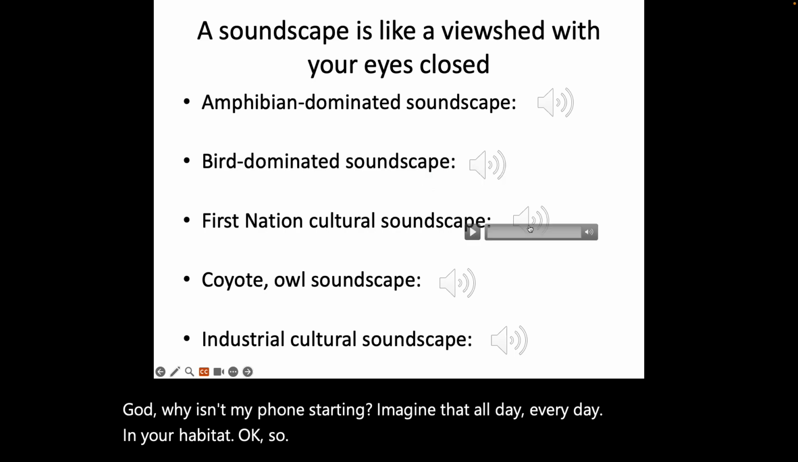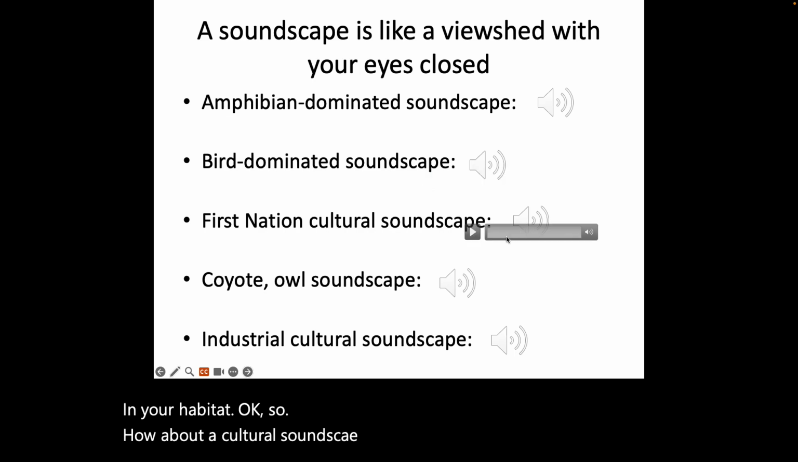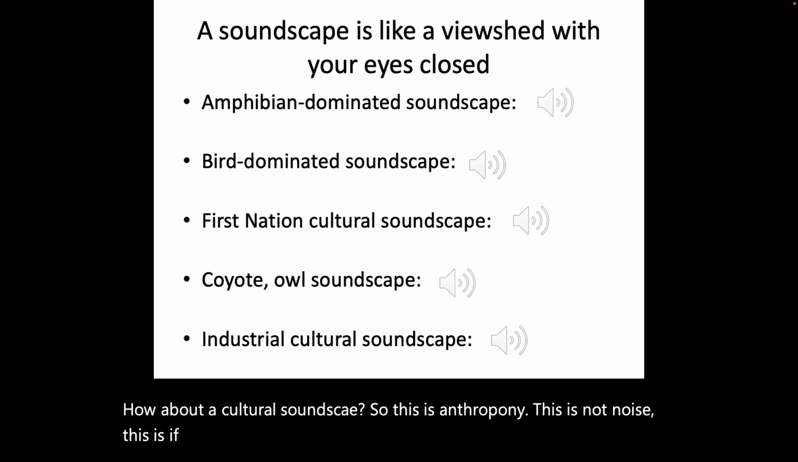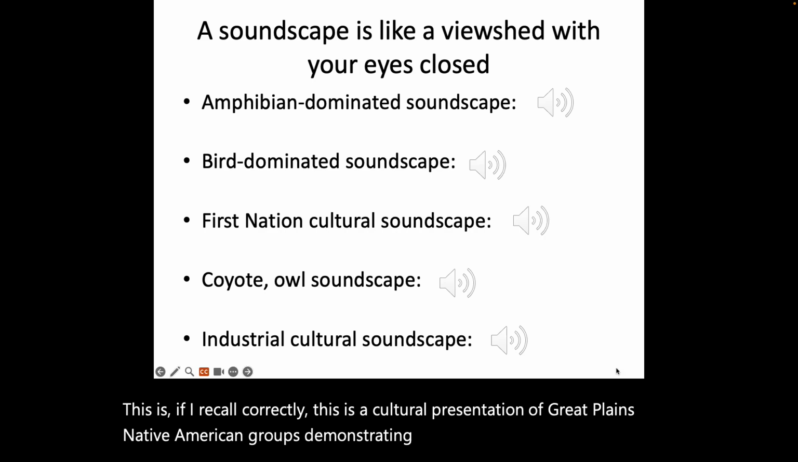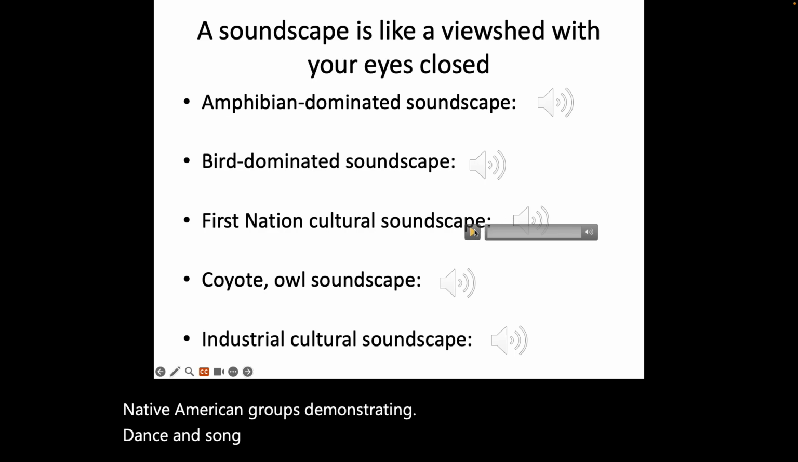So, how about a cultural soundscape? So this is anthrophony. This is not noise. This is, if I recall correctly, a cultural presentation of Great Plains Native American groups demonstrating dance and song, like ritual, that they use as a part of their cultural practice today.